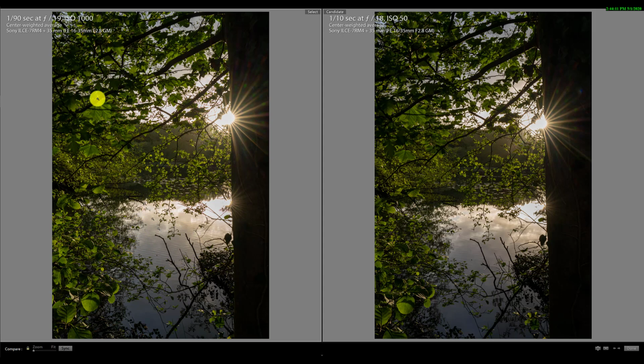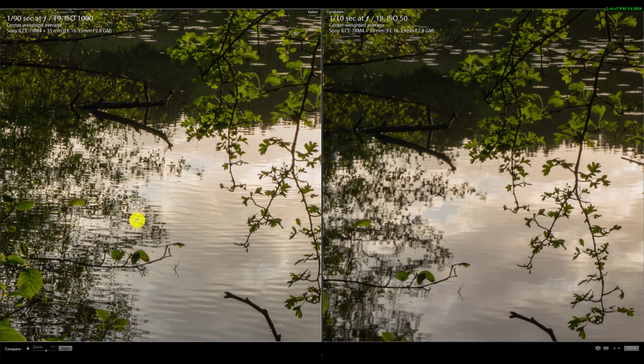In the ISO 1000, because the shutter speed is a 90th of a second, the ripples in the water and the reflections down here of the leaves on the trees above the lake are more defined, whereas on the right-hand side you can see that the ripples in the lake are much less defined, because at a 10th of a second we're obviously smoothing out and blending that information together, and also the leaves that are reflected in the lake are clearly not as clear as with the much faster shutter speed. So let me just zoom in on those two areas to prove that point.